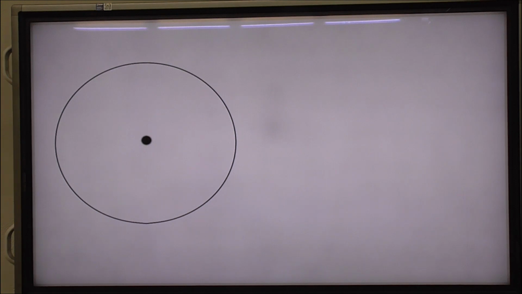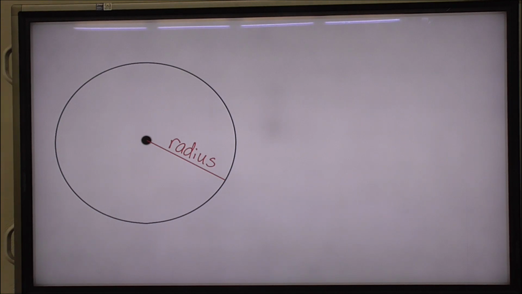Now we're going to go ahead and draw a line. I'm going to have my line go from the center of the circle to one of the sides of the circle. Does anybody know what this line is called? The radius. That is the radius. So the radius goes from the center of the circle to the outside of the circle.